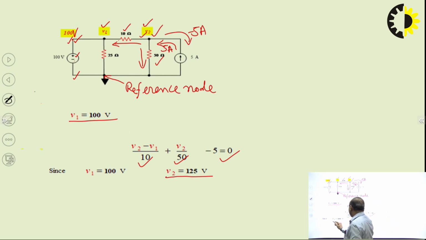V1 we already know is 100 volt. So we know both the potentials V1 and V2, and now we can find the current in any branch of the circuit with the help of them. Like if I want to find the current in the 50 ohm branch, that current will be simply V2/50, or 125/50 ampere in this direction. And if you want to find the power in this 50 ohm branch, that will be given by current squared into 50, where the current is the current in the 50 ohm branch. So that way we solve any circuit using this node voltage analysis.